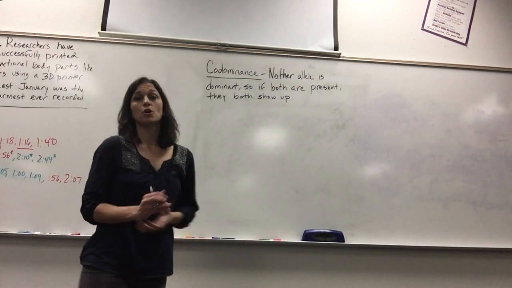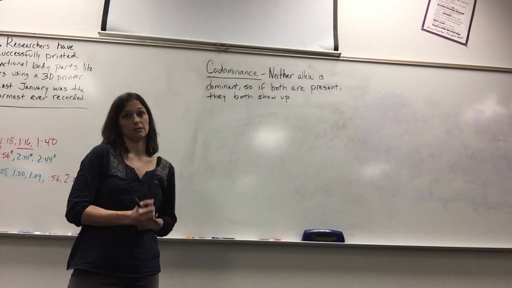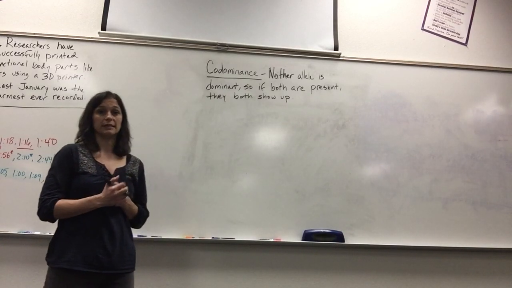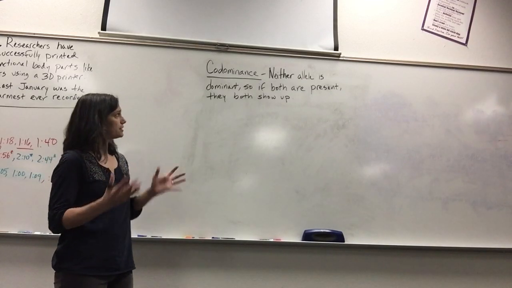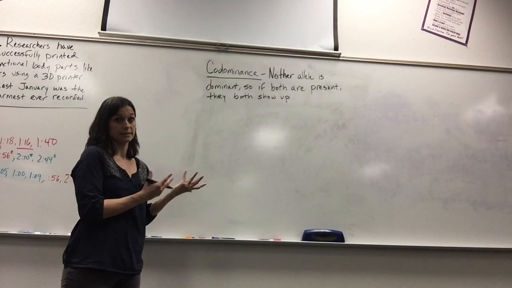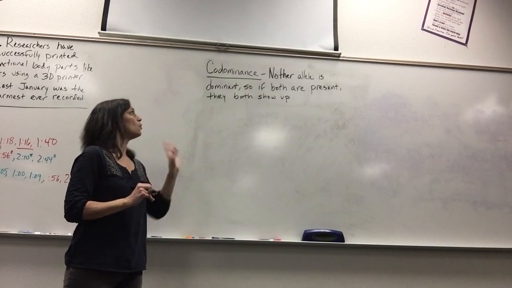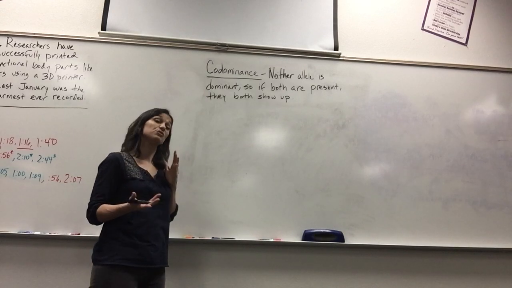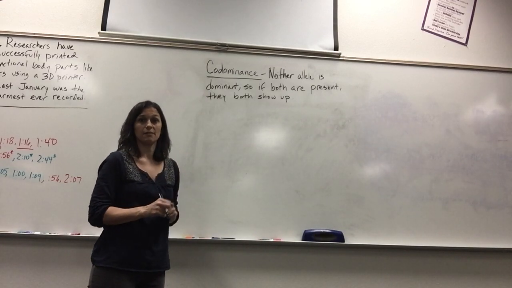This video is about codominance, and you'll find that codominance is very much like incomplete dominance. Just like with incomplete dominance, neither allele is dominant in this particular scenario. The difference is that in an incomplete dominance cross, if you have two different alleles, they're going to mix. Whereas with codominance, if you have two different alleles, both of those alleles are going to show up in the offspring.